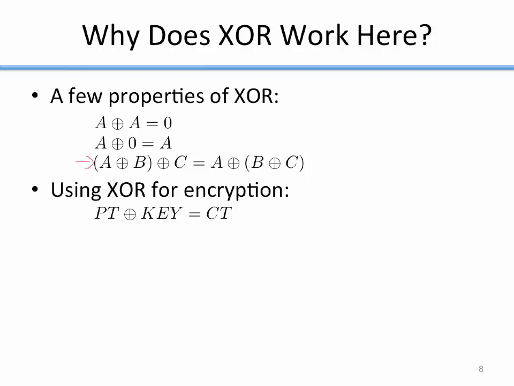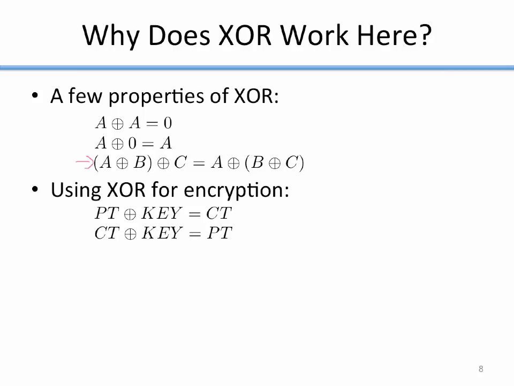So anyway, how do I use exclusive OR for encryption? Well, I do the plain text exclusive OR with the key, and that gets me the ciphertext. When I decrypt, I do the ciphertext exclusive OR with the key, which gets me the plain text. Okay, so those are my 2 basic formulas for encryption and decryption. So why does that work?